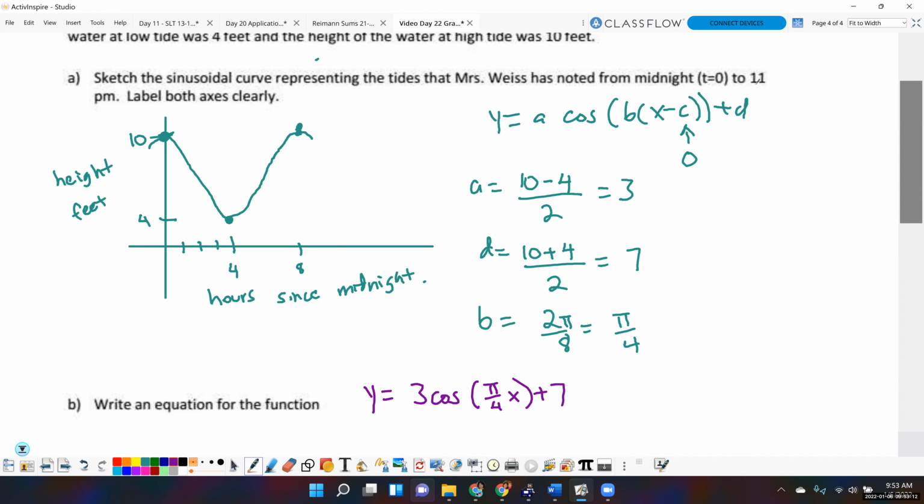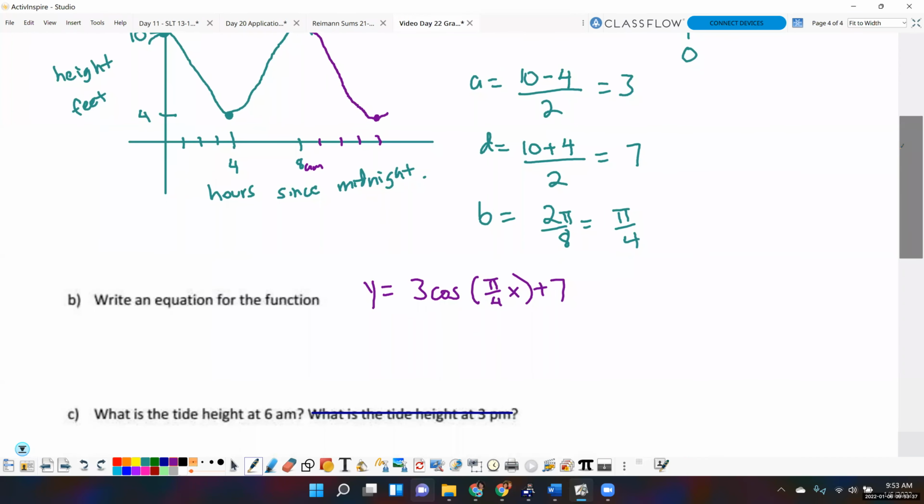Now, the graph is asking me to go up to 11 p.m. So this is only 10. So 10 a.m. So I'm just going to go 1, 2, 3, 4 noon. And then I don't know if I'm really going to have enough room. Well, we'll see what else we need. See what letter C says. What is the tide height at 6 a.m.?